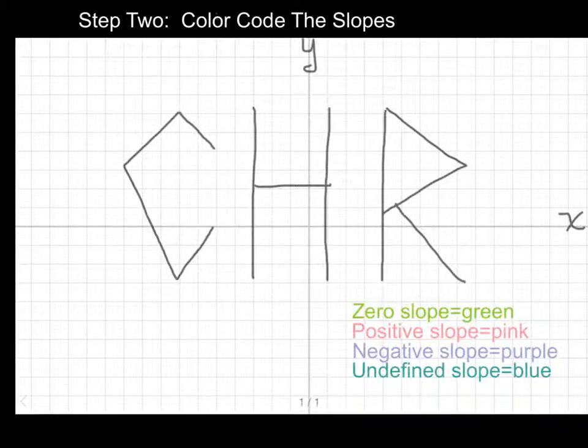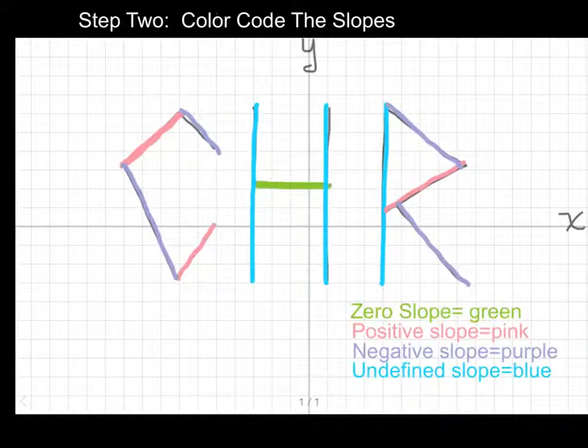And then you're going to make a key or a legend and tell me what colors are going to represent what types of slope. Here I've chosen green to be zero slope, pink is going to be my positive slope, purple will be my negative slope, and blue will be the undefined. And then you're going to get to do some coloring.